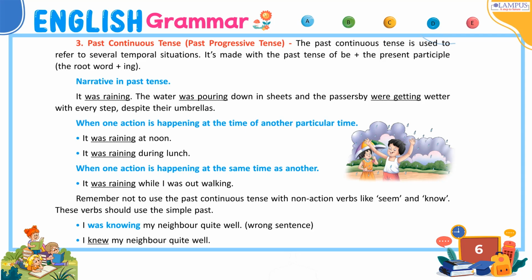Remember not to use the past continuous tense with non-action verbs like seem and know. These verbs should use the simple past. I was knowing my neighbor quite well. Wrong sentence. I knew my neighbor quite well.